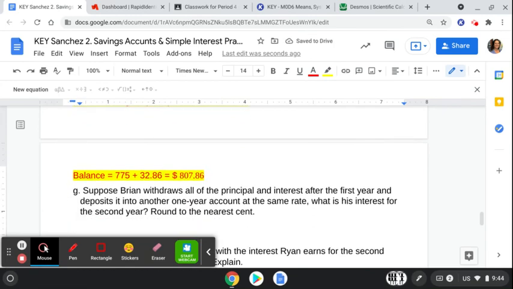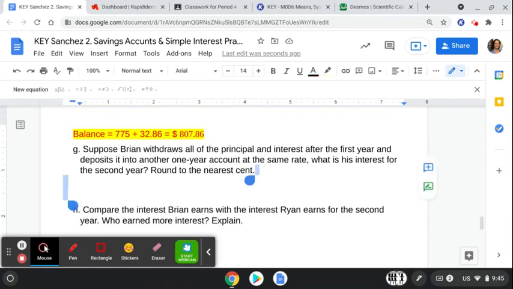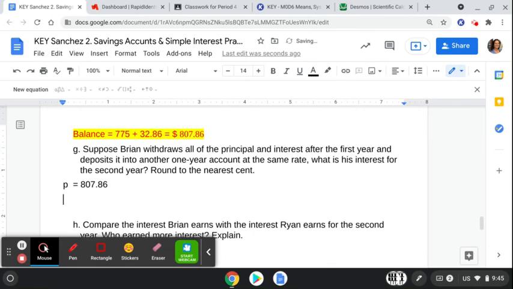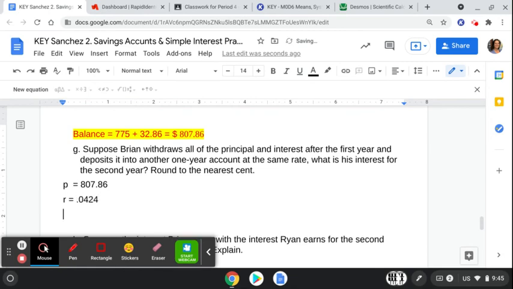Suppose that Brian withdraws all the principal and interest after the first year and deposits it into another 1 year account at the same rate. What is his interest for the second year, round to the nearest cent? So what changed here? Brian, after the first year, now has a new starting principal. He's got 807.86. And his rate, same rate, 0.0424. And this is for a 1 year time again.